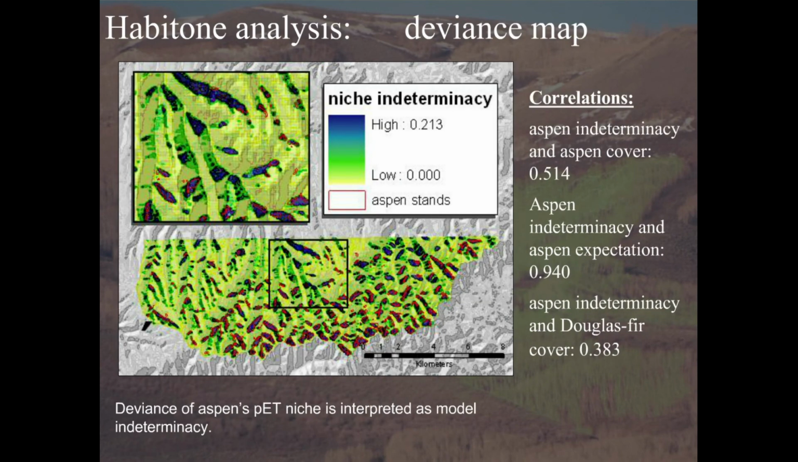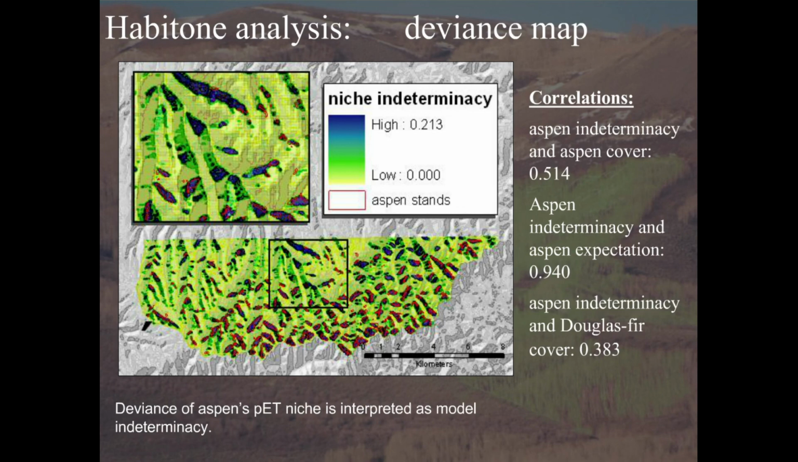We can also, just like we mapped the expectation, map the deviance or the indeterminacy. You'll notice that it looks very much like that Aspen map, and that's because the Aspen indeterminacy and the Aspen expectation, or the response, or the niche value, are correlated to 0.94, which tells you that when there is no Aspen, the environment tightly constrains it to not be there. But when there is Aspen, the PET environment definitely does not guarantee Aspen, but in many, many cases it can guarantee that you're not going to get Aspen.